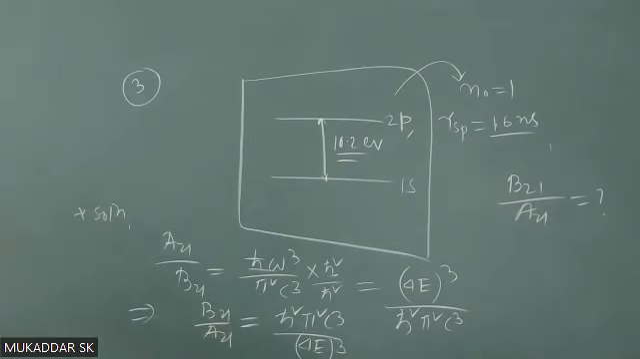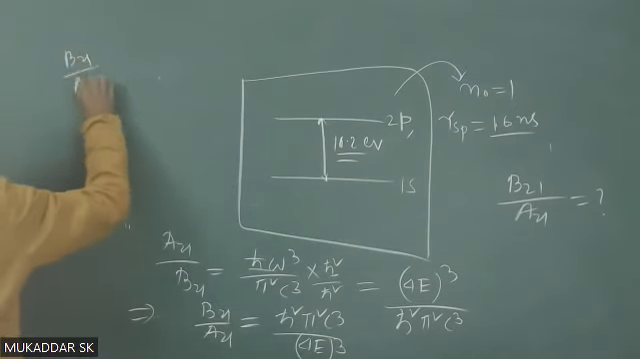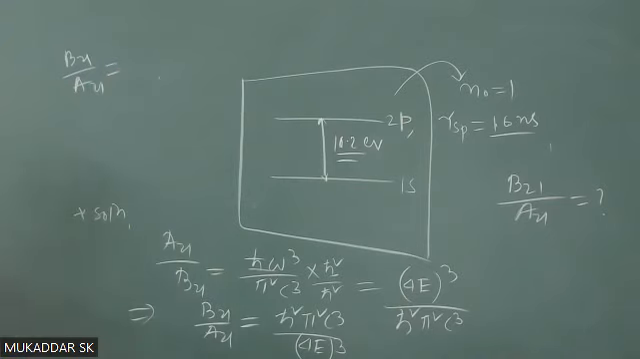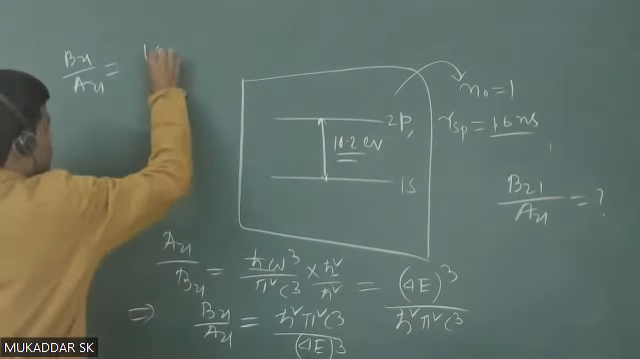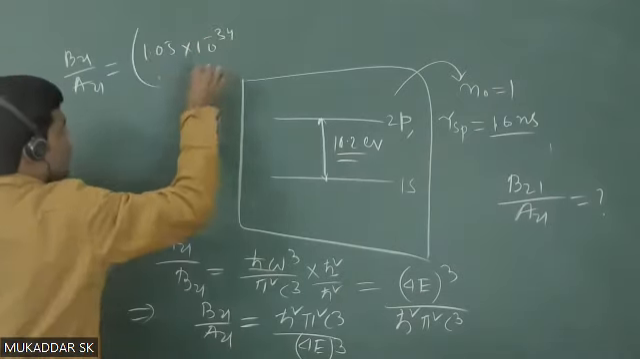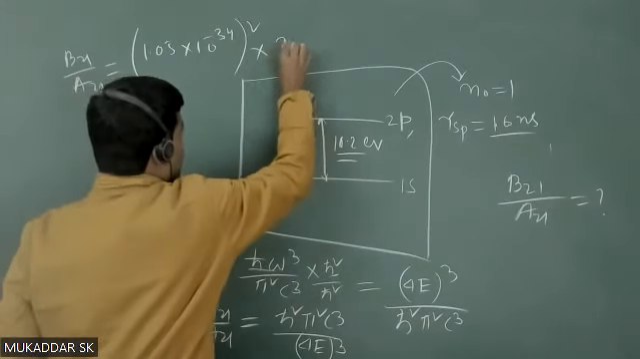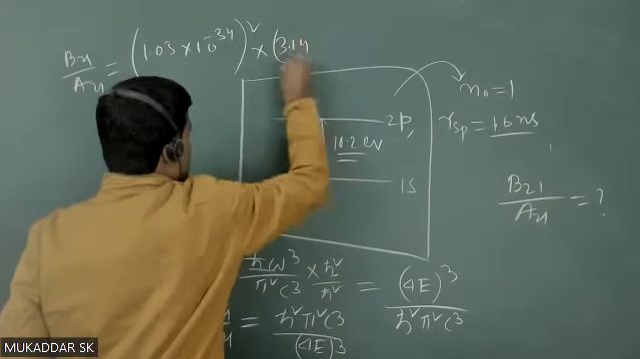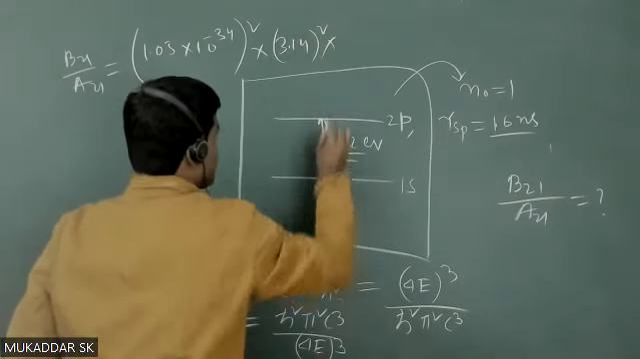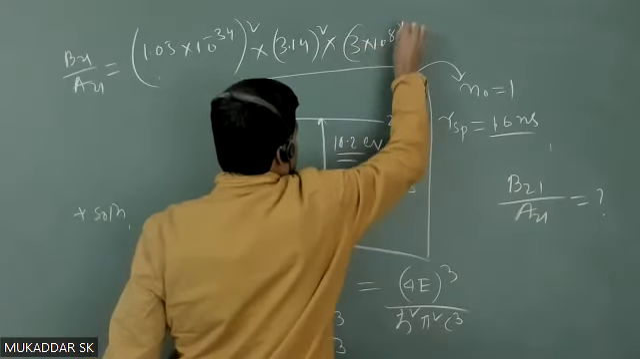Now I'll substitute that value. This question was asked in NET itself. So B21 by A21, how much will that be? It is π² ħ² that is nothing but (1.05 × 10^-34)², then π², which means 3.14², then c³, which means (3 × 10^8)³.